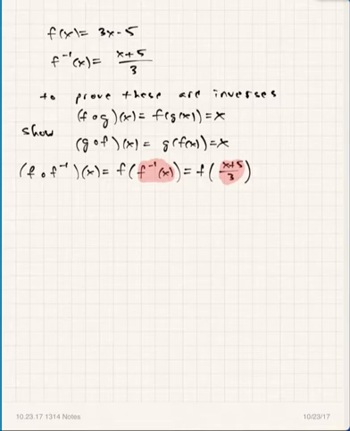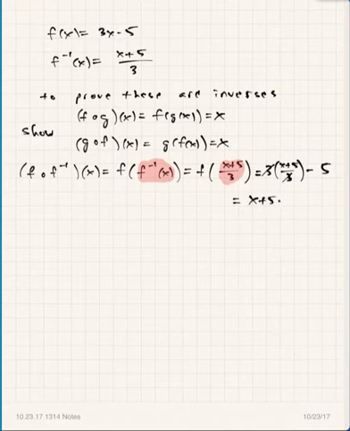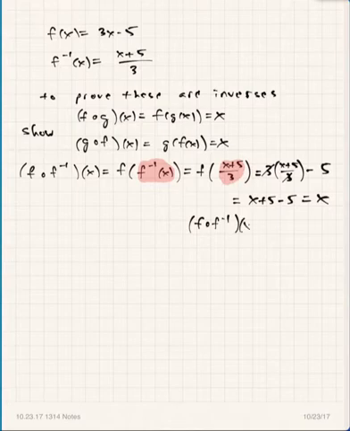And now this says go to the function f, and every place I see an x, I'm going to put my little parentheses there, and I drop in x plus 5 over 3. And notice what happens. The 3's cancel, and boom, you've got x plus 5 minus 5, you get x. Yay. So what did we just show here? We just showed that f composed with f inverse of x is equal to x.